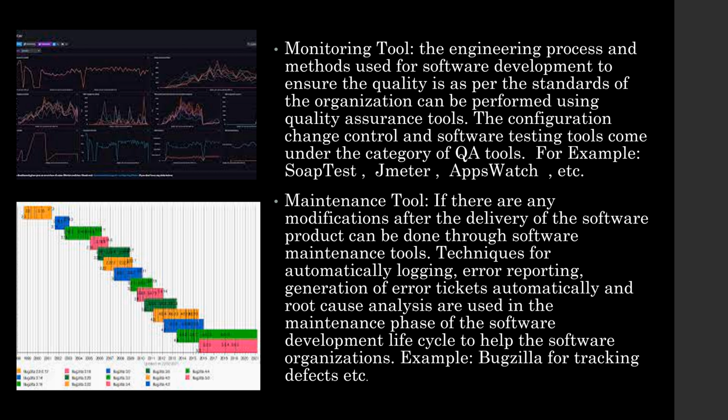Examples of these tools are SoapUI and JMeter. It's used in the US and Canada. They can represent things like how much speed you're using, like a speedometer. And maintenance tools handle any modification or delivery of the software product, and there are also error reporting tools.